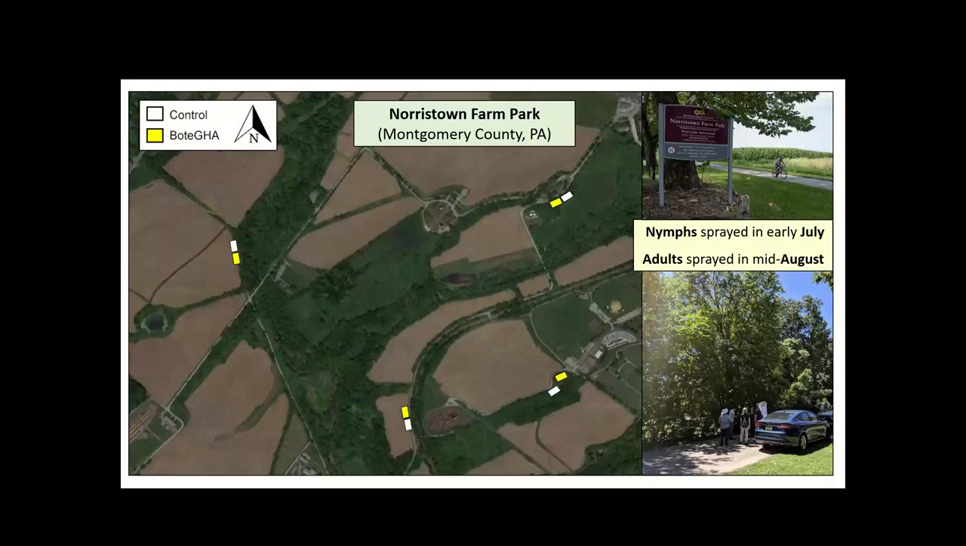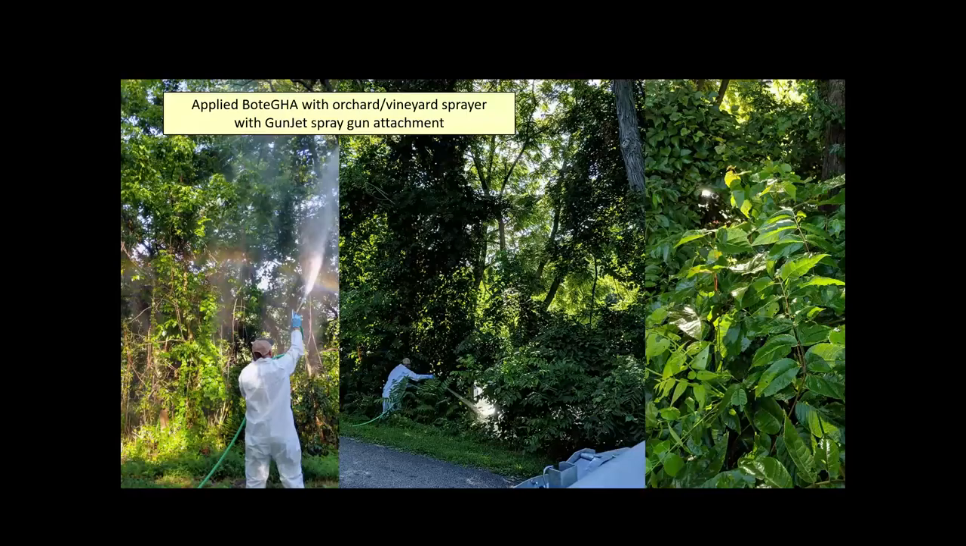Going back to the trial though, we had these field plots, control and treated plots adjacent to each other. We sprayed water in the control plots. We sprayed Bottega in the other plots. And we did this twice. We sprayed nymphs in early July, and we sprayed adults in mid-August.